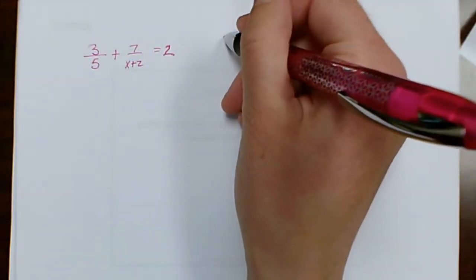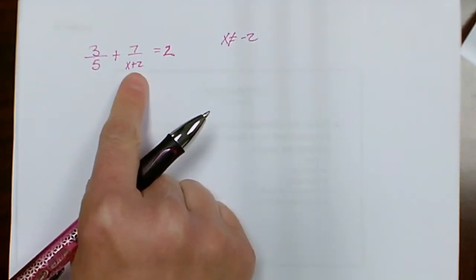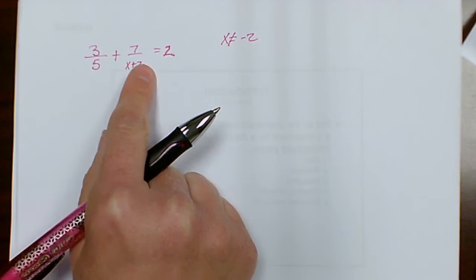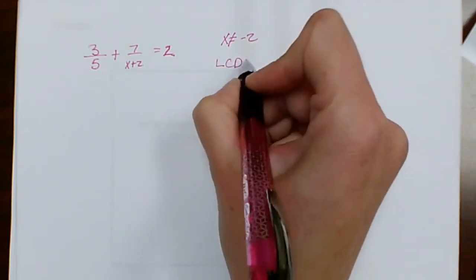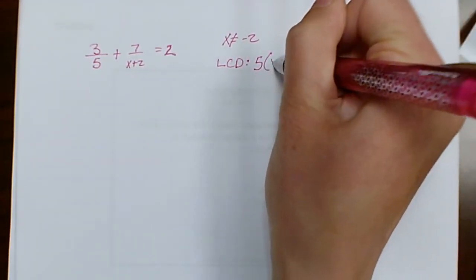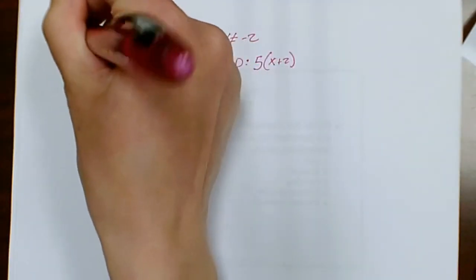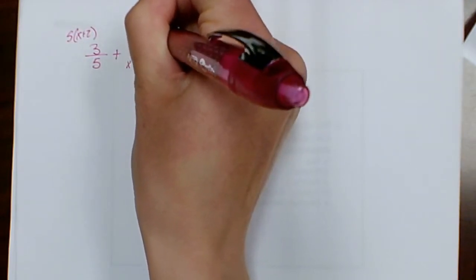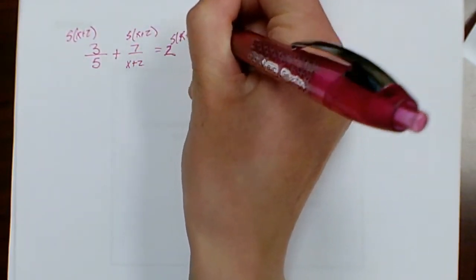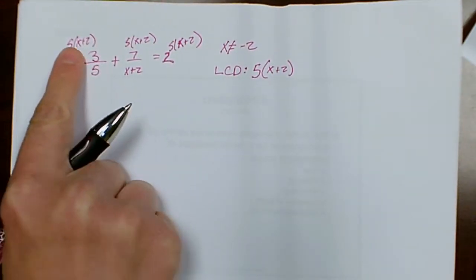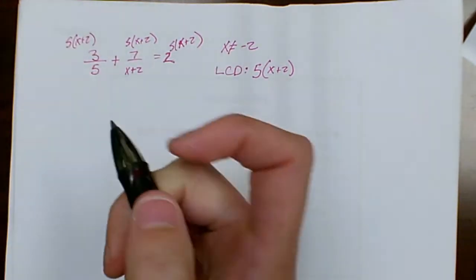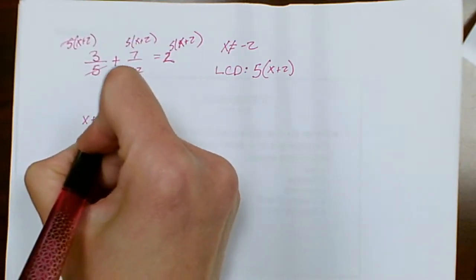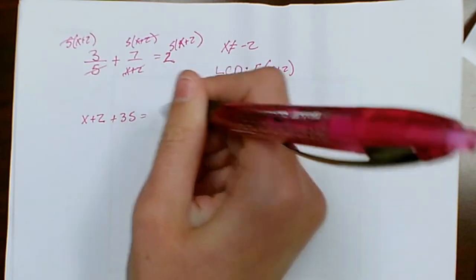3 over 5 plus 7 over x plus 2. So x cannot equal negative 2 because if you plug negative 2 in for this, the denominator will be 0. 7 divided by 0 cannot happen. So the least common denominator, we have a 5 in this denominator. The next one we have x plus 2. So 5 times x plus 2, 5 times x plus 2, and 5 times x plus 2. Okay, and you'll get to the point where you will only multiply the numerator by whatever is missing in the denominator, especially when your LCD becomes lengthy. It's just a little shortcut.